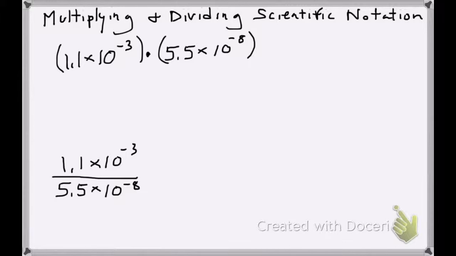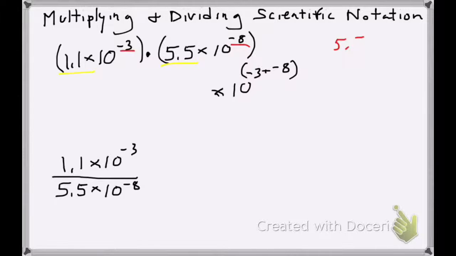Alright, so now we will go over how to multiply and divide scientific notation. Unlike addition and subtraction with scientific notation, the exponents with multiplication and division do not need to be the same. We'll start with multiplication. With multiplication, the exponents, which are -3 and -8 in our problem, will need to be added. So we can look at that as times 10 to the -3 plus -8. Our 5.5 and our 1.1 can be multiplied the same way as a regular multiplication problem.